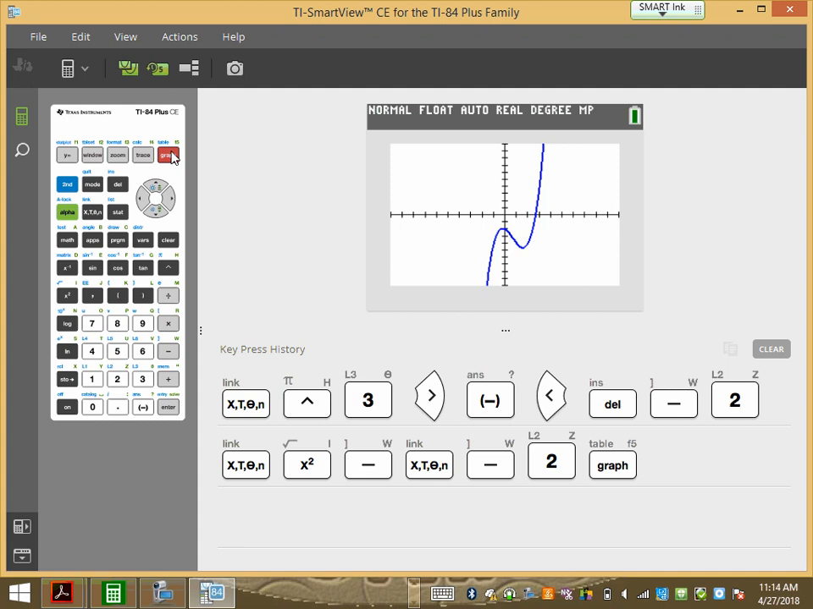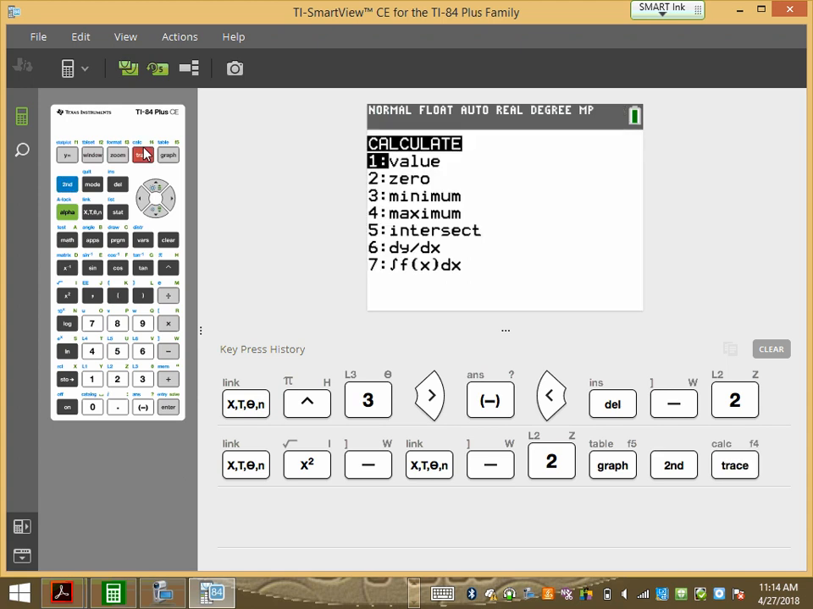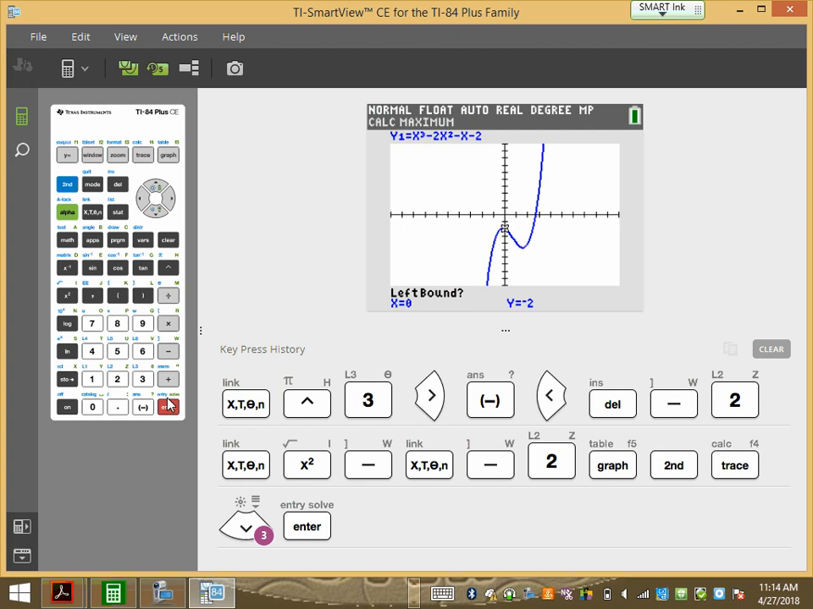If we want to calculate anything, we do second trace. Why do we press second then trace? What's the word behind trace? Calc, and we want the calc. We want to calculate something. We want to find the maximum, so I'm going to pick number 4. Now it says down here left bound. Left bound is an instruction. It's an instruction for you to go to the left bound of the maximum on the left-hand side.